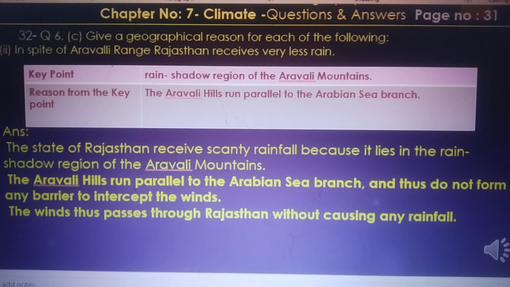Question number 32. In spite of the Aravalli Range, Rajasthan receives very little rain. What is the key point? Rain shadow region of the Aravalli Mountains. Reason from the key points: the Aravalli Hills run parallel to the Arabian Sea branch. The reasons, the final answers: the Aravalli Hills run parallel to the Arabian Sea branch, thus do not form any barrier to intercept the winds.